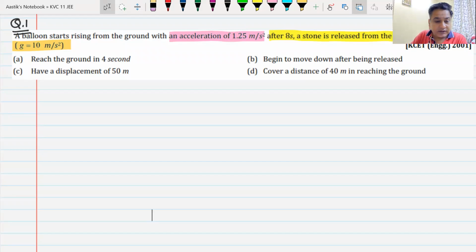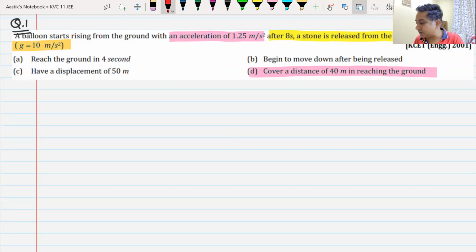Let us do it together with all students combining together. Cover a distance of 40 meters. Answer is not important. How we have done this is important. Tell me how you have done this. Delta R is equal to UT plus half AT square, sir. Okay. Well done. Delta R is equal to UT plus half AT square.